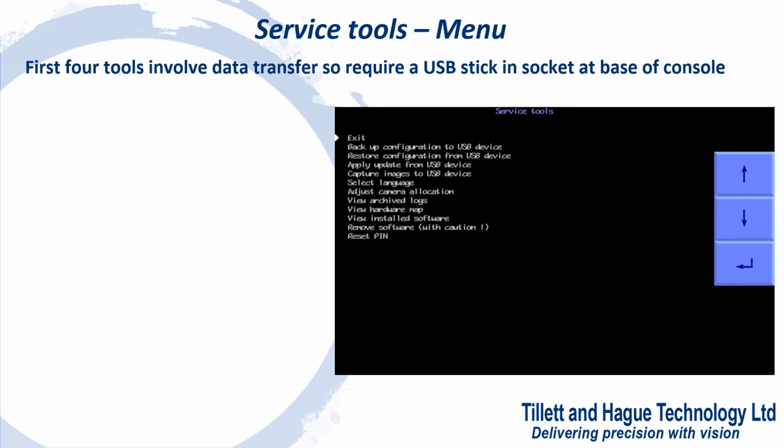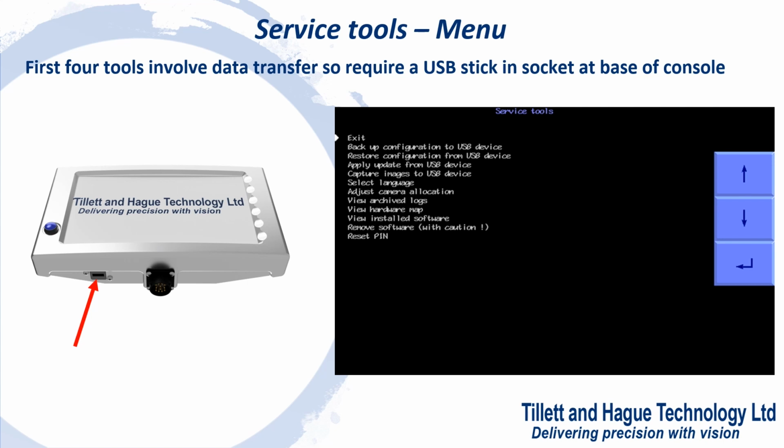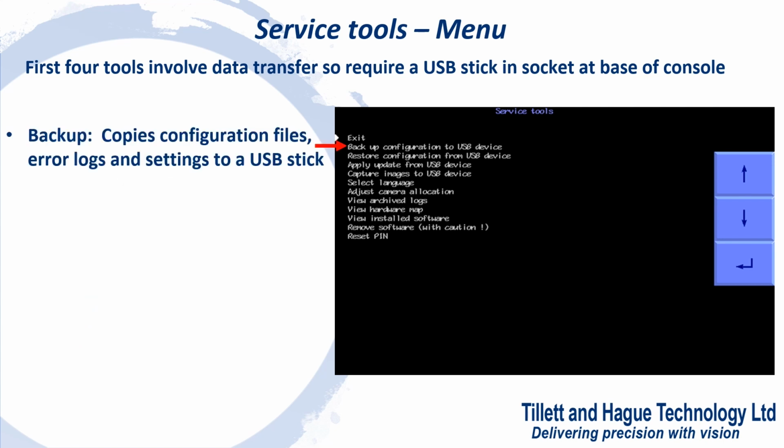The first 4 tools in this list involve transferring data, so it's necessary to first insert a USB stick into the socket at the base of the console. The first tool, Backup, copies all the configuration files, error logs and settings onto a USB stick and stores them into a file with the suffix .tgz. It's always a good idea to make a backup from a working machine, as it could help recover from future problems.